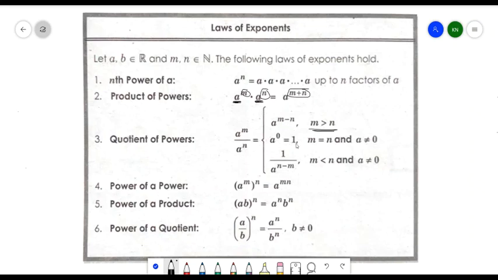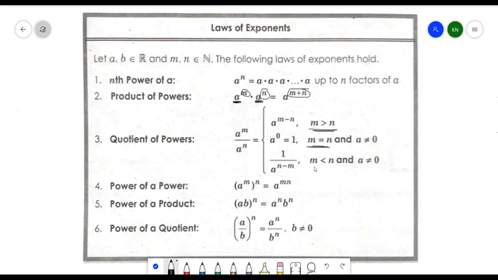Then another category is if m and n, if the exponent of our numerator and the exponent of our denominator have the same value, meaning to say they are equal, so that gives us our exponent is automatically equal to 0. So any number or any variable raised to 0 is always equivalent to 1.